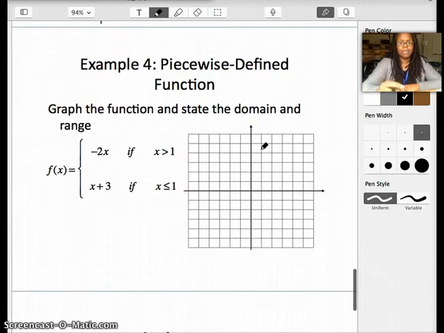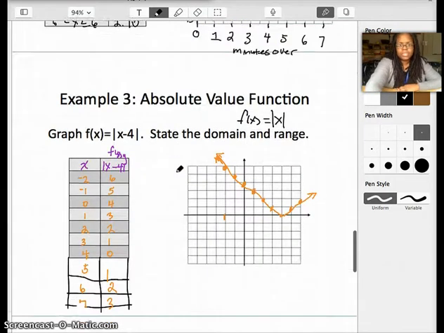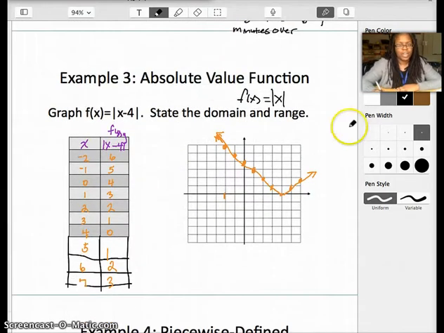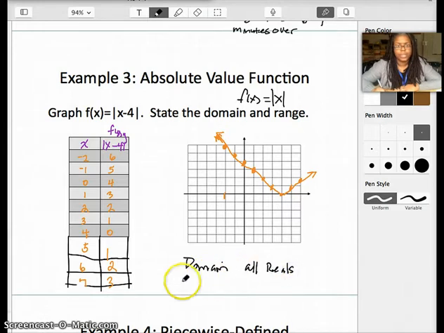Let's take a look. The final example that we have is something called a piecewise function, and it looks kind of crazy. But I think we missed something here. It says state the domain and range. My bad. For us, the domain is all reals. And we can see that we can put any old x value in there and we're good to go.